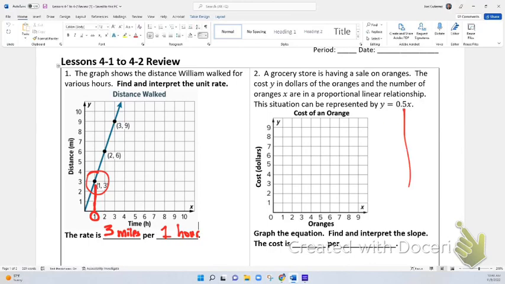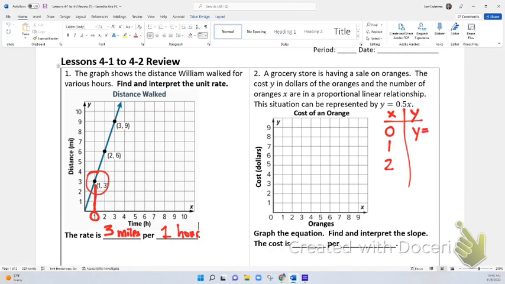So first thing we're going to do, I like to draw a table. Remember, a table consists of an X and a Y. And then I like to just list a few points. So I'm going to list 0, 1, and 2, right? I can list as many points as I want, but typically 3 is good enough for me, right? So we're going to use the equation, and the equation is Y equals 0.5x.